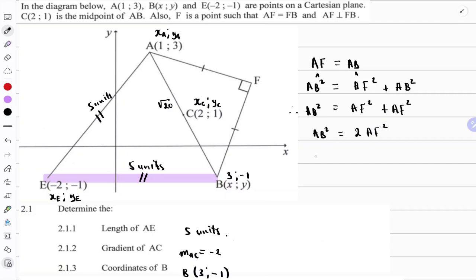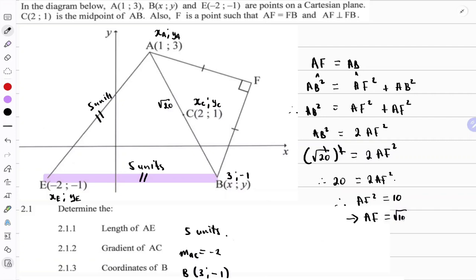And we found AB to be the square root of 20, so this is the square root of 20 squared equals 2AF squared. So square and square root cancel, therefore 20 should be equal to 2AF squared. Therefore AF squared should be equal to 10. This implies that AF should be equal to the square root of 10 units, and this further implies that FB should also be equal to the square root of 10 units. So we can just note that on our diagram as well.